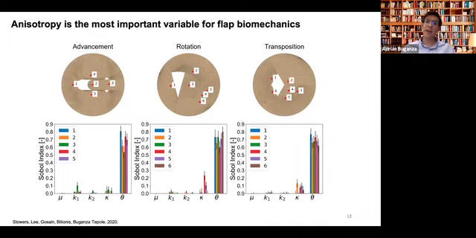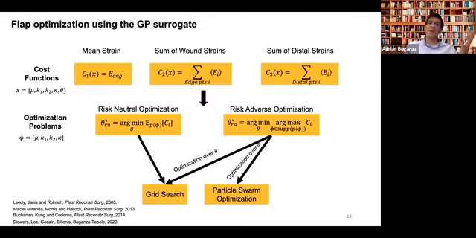And it's not entirely surprising, but it's actually very useful because even though the surgeon has no control over the other parameters, it cannot control any of the other material properties, they can control the orientation of the flap with respect to the direction of anisotropy. So we can do some optimization.